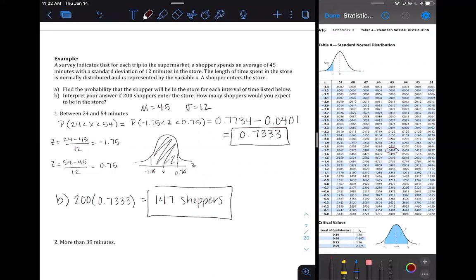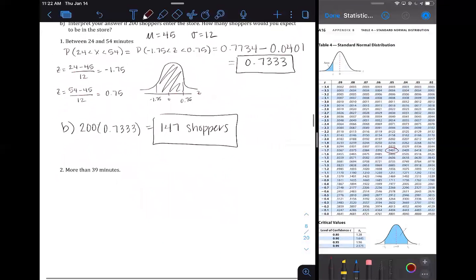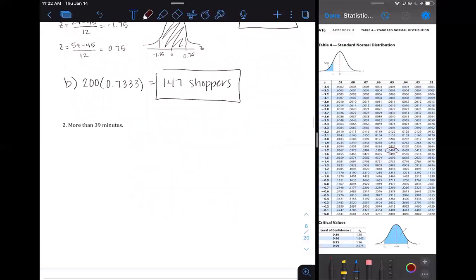Okay. So looking at the second one, more than 39 minutes. More than, that's going to be the probability that X is greater than 39. So start off with finding your Z-score. So Z equals 39 minus 45 divided by 12, which gives us negative 0.5. So we can rewrite our probability statement as the probability that Z is greater than negative 0.5.